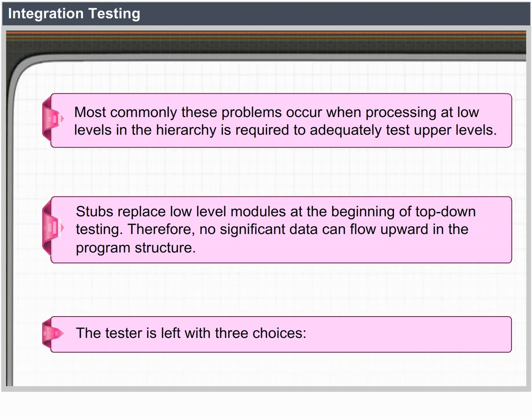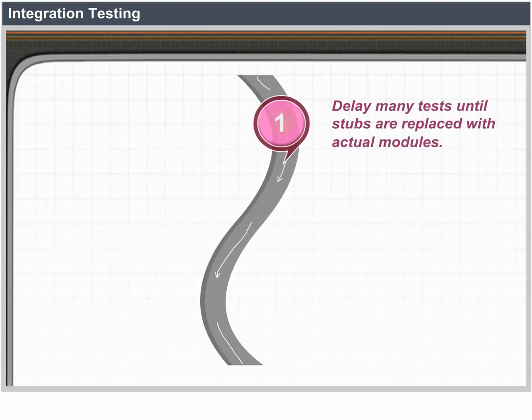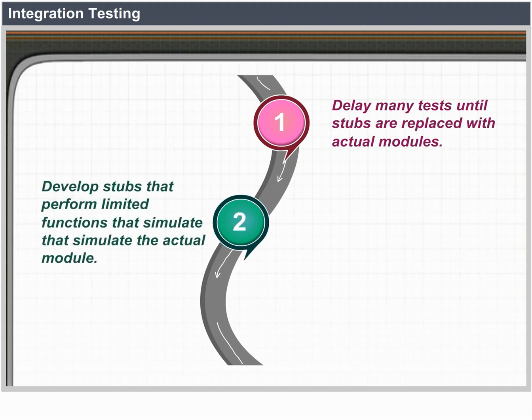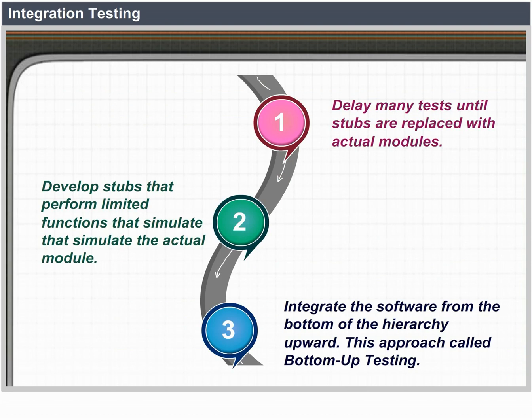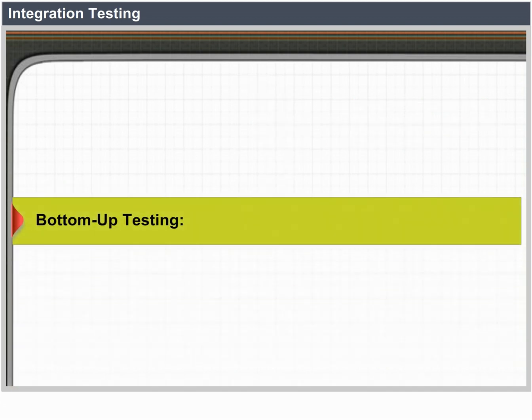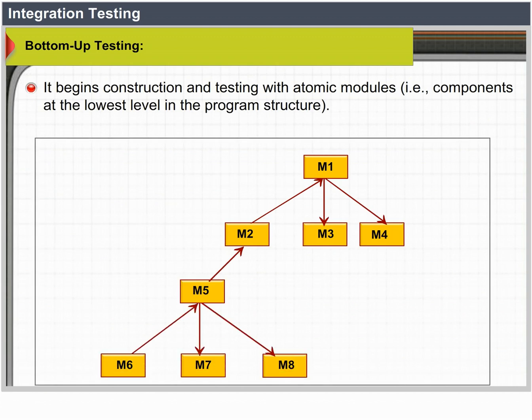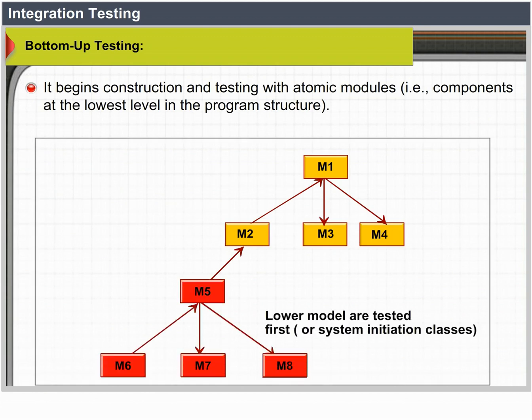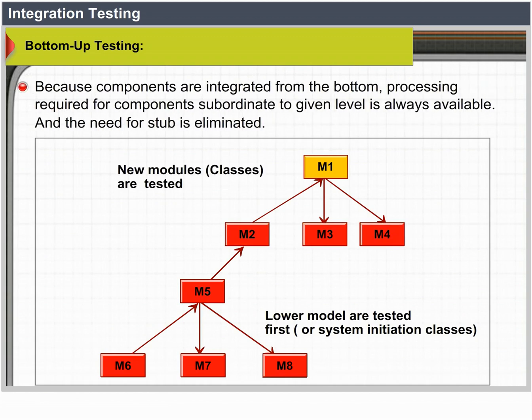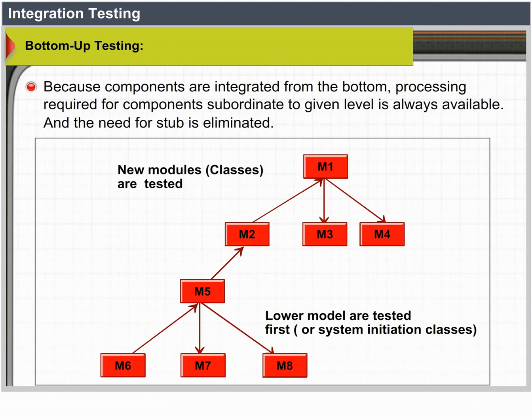The tester is left with three choices: delay many tests until stubs are replaced with actual modules, develop stubs that perform limited functions that simulate the actual module, or integrate the software from the bottom of the hierarchy upward. This approach is called bottom-up testing. It begins construction and testing with atomic modules, that is, components at the lowest level in the program structure. Because components are integrated from the bottom, processing required for components subordinate to a given level is always available, and the need for stubs is eliminated.